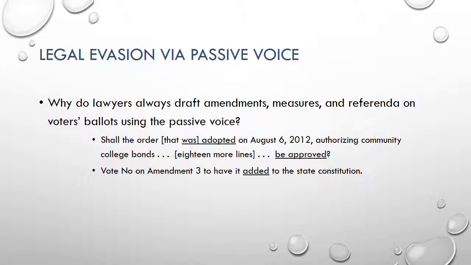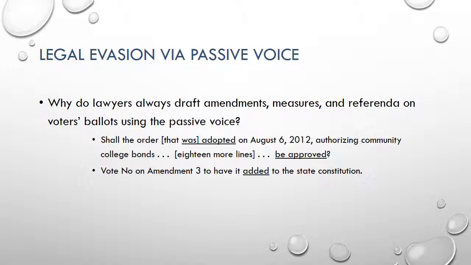Well, why is legal writing often in passive voice? Why do lawyers always draft amendments, measures, and referenda on voters' ballots using the passive voice? So here are two recent examples. Shall the order that was adopted on August 6, 2012, authorizing community college bonds, and then 18 lines later we find the verb in passive voice, be approved. I would prefer that the legal writers reverse the syntax and put the verb up front.